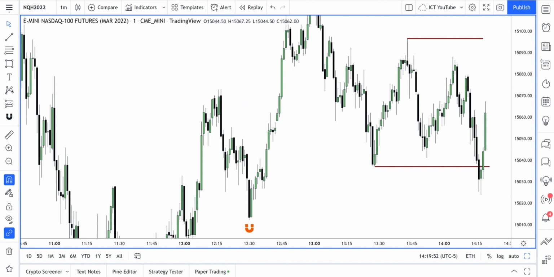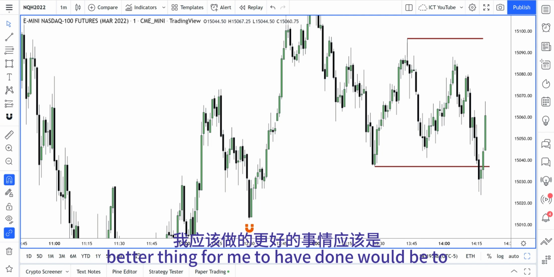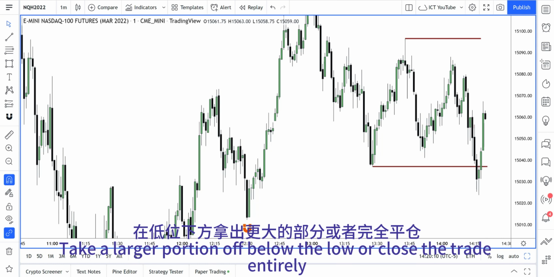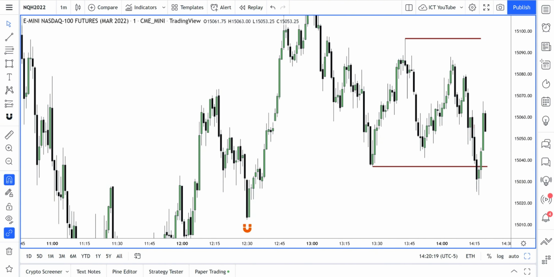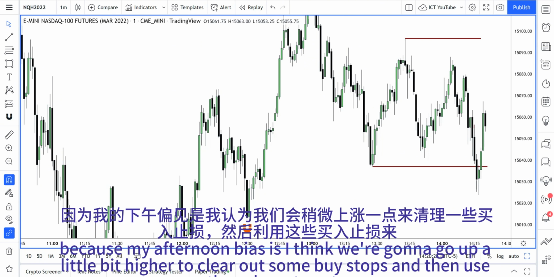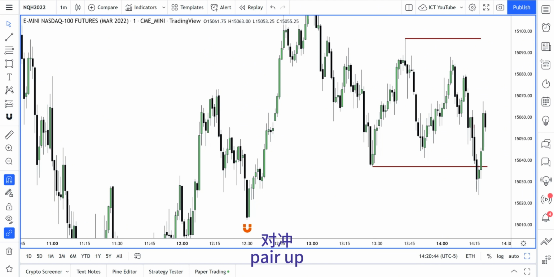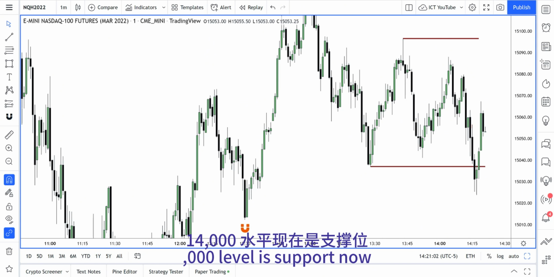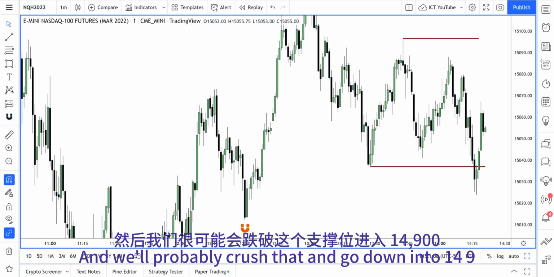Now in hindsight, the better thing for me to have done would be to take a larger portion off below the low or close the trade entirely, because my afternoon bias is I think we're going to go up a little bit higher to clear out some buy stops and then use those buy stops to pair up smart money shorts, and they're going to probably punish the 15,000 level. A lot of people think that 15,000 level is support now, and we'll probably crush that and go down into 14.9.